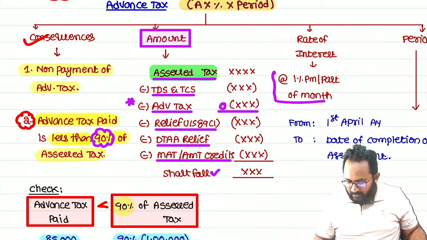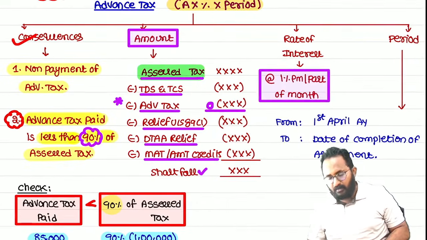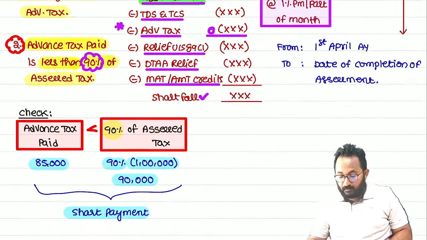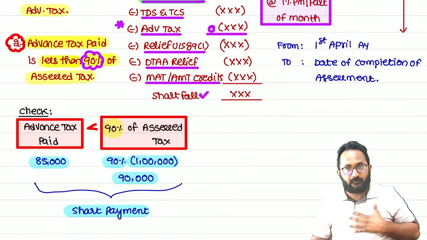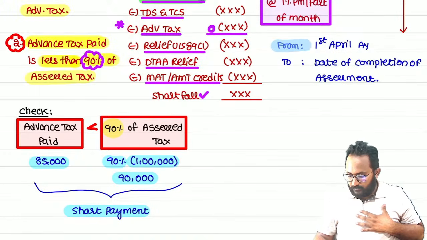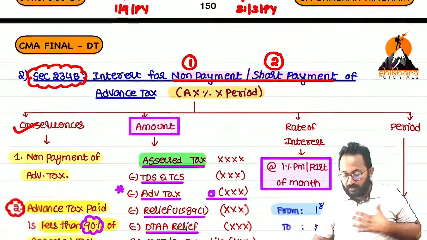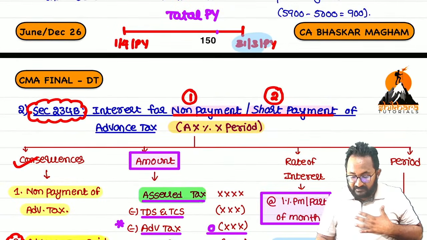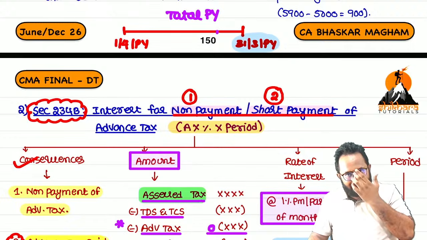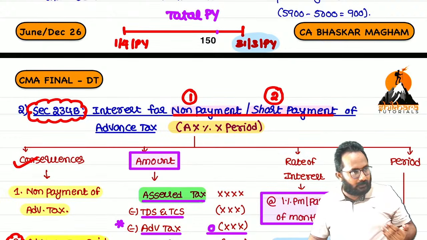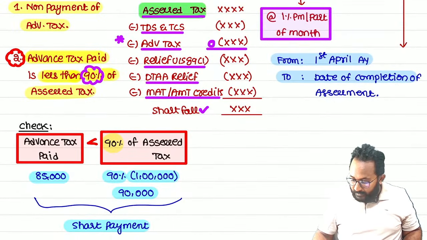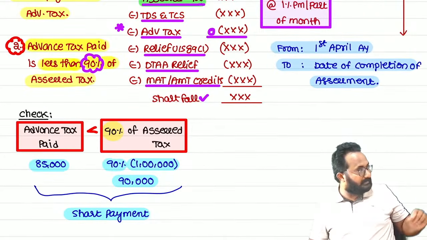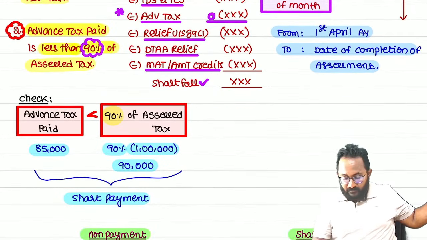Is the interest rate the same or different? Same: 1% per month or part of the month. Now remember the period, it is very important. At the time of SSC computation, the period starts from the first day of the assessment year. Why? You can pay advance tax till the last day of the previous year, and the next day after that previous year is the first day of the assessment year, up to the date of completion of assessment.